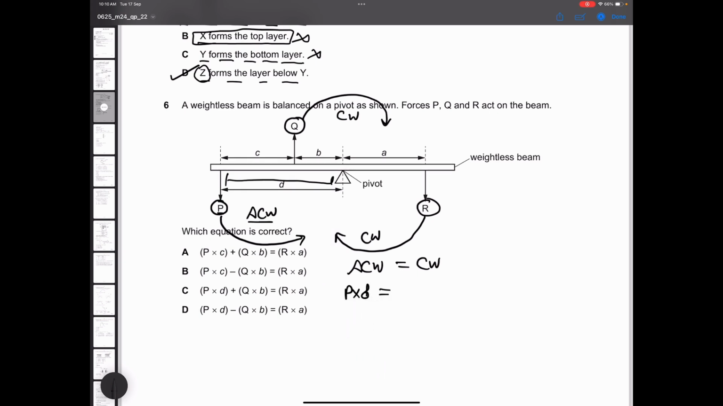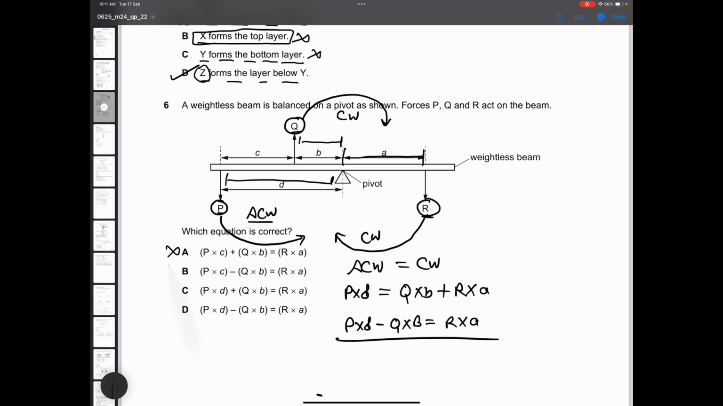For clockwise, we have two forces. Q, what is the perpendicular distance from the pivot? B. So I'll write Q times B, plus R is another force which is trying to rotate clockwise. So R times the perpendicular distance from the pivot, which is A. R times A. So we can rearrange this: P into D minus Q into B is equal to R into A. Which option is matching? This is not matching. This is the correct answer.